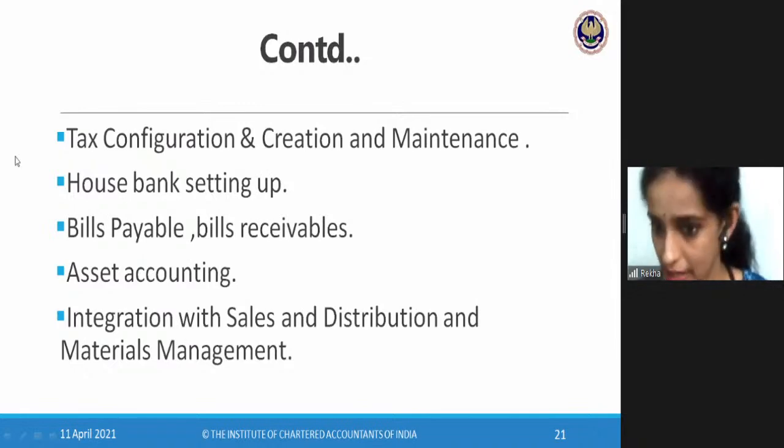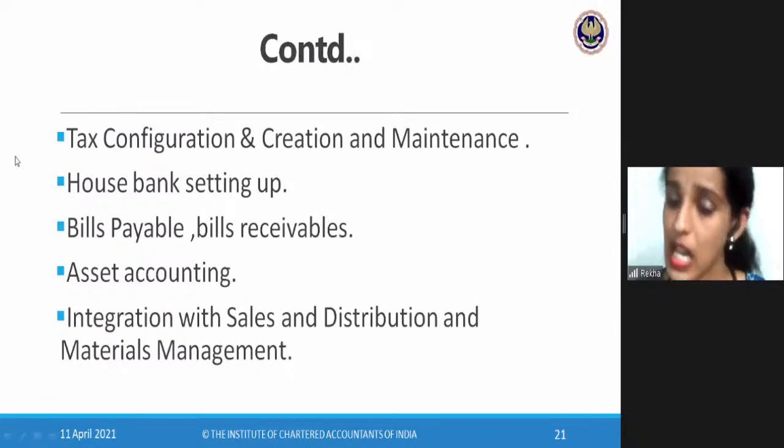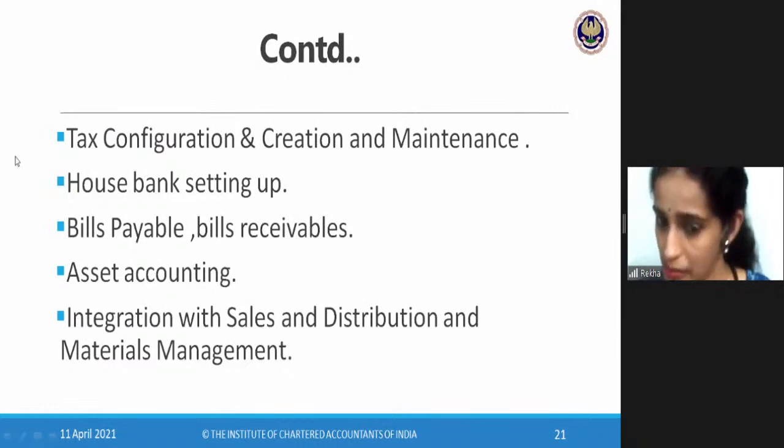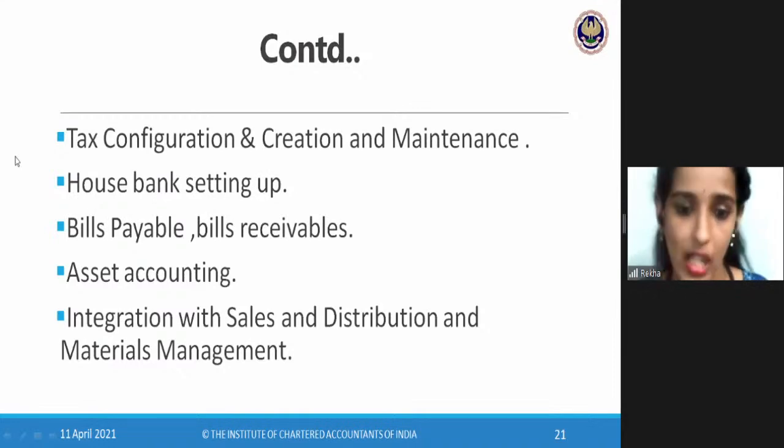Now they can configure that. They can set up this as house bank accounts, commonly used bank accounts. Then bills payable, bills receivable, they can configure. Asset accounting, fixed assets: keep track of the fixed assets, how much has been there in the beginning, how much purchased, disposed, and whether depreciation has been charged accordingly. They can take care of that. Then integration with sales, distribution, material management.